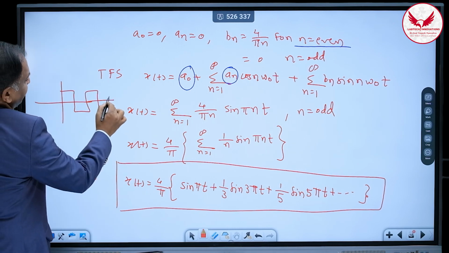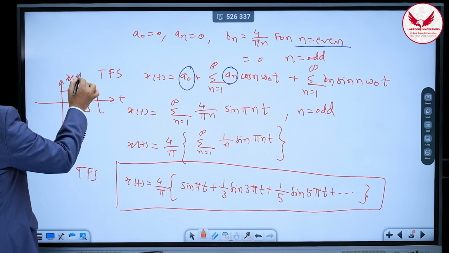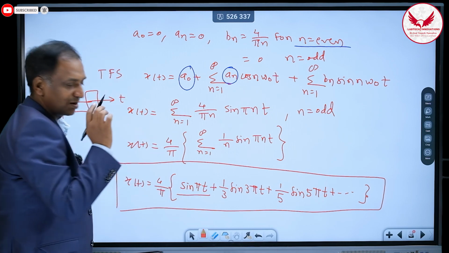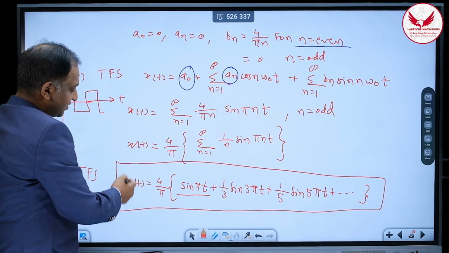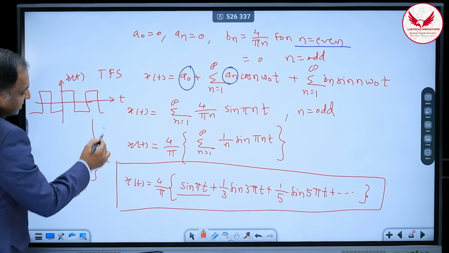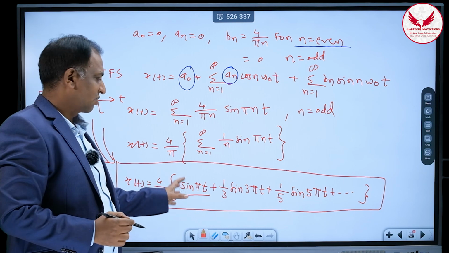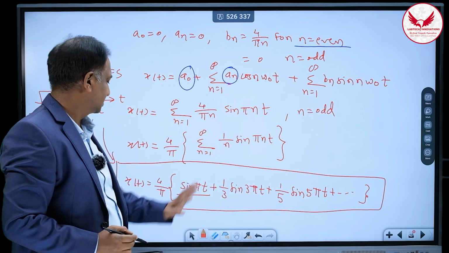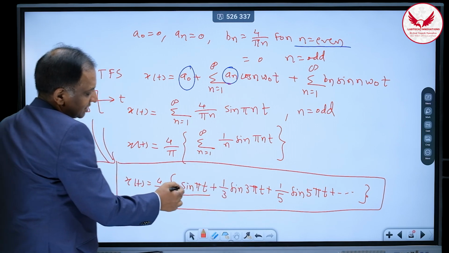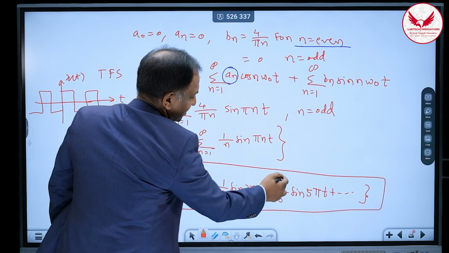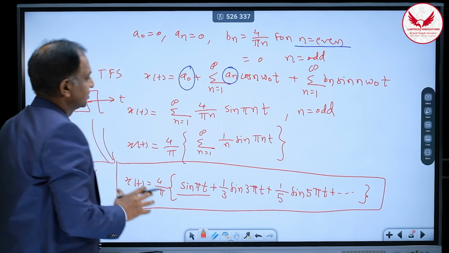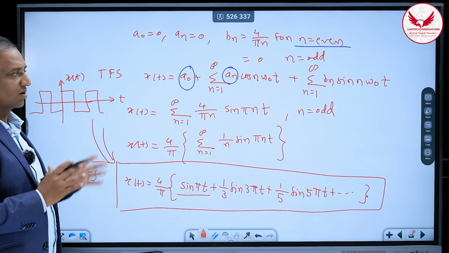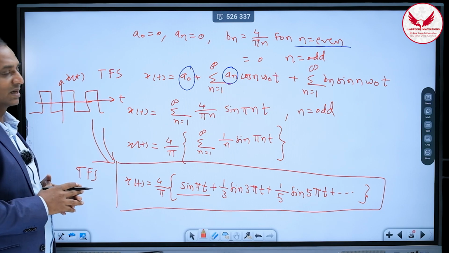This is a signal in the time domain, this is t, this is x of t. So this signal can be reconstructed with the help of only the sinusoidal components, that is sine and cos. If you write a code in MATLAB or any programming language consisting of the sine terms of these values, x of t is equal to 4 upon pi sine pi t plus 1 upon 3 sine 3 pi t plus 1 upon 5 sine 5 pi t plus and so on, you can exactly reconstruct such a signal, and this is called the trigonometric Fourier series. Accordingly you can solve any kind of problem for the trigonometric Fourier series.